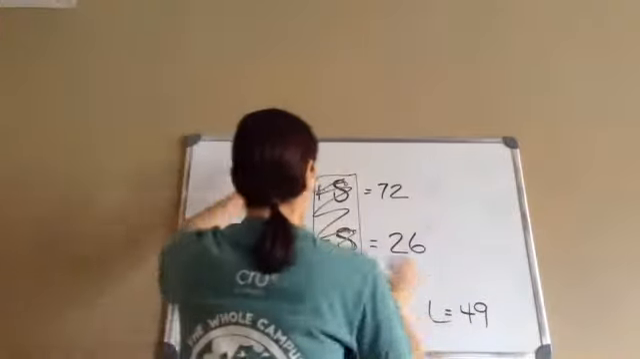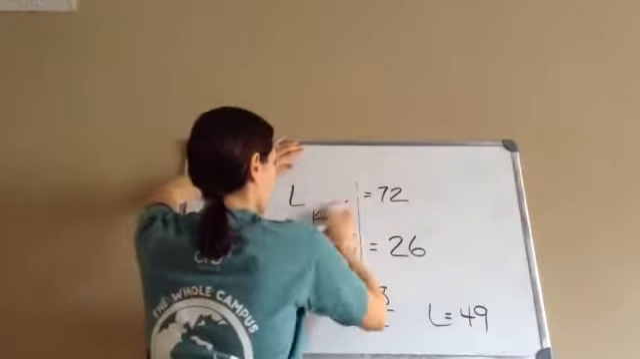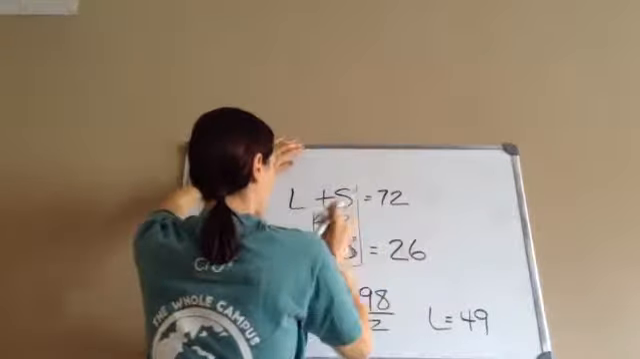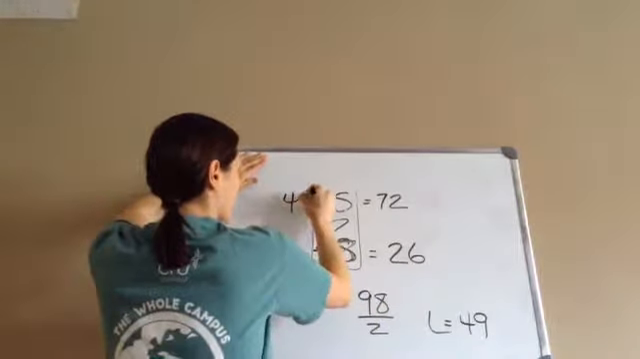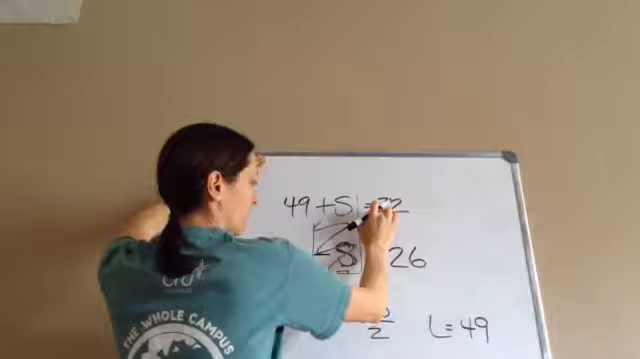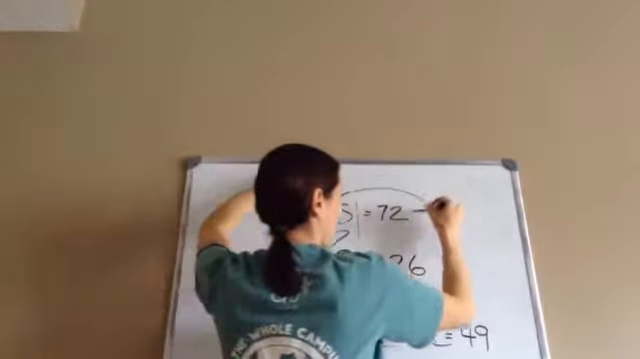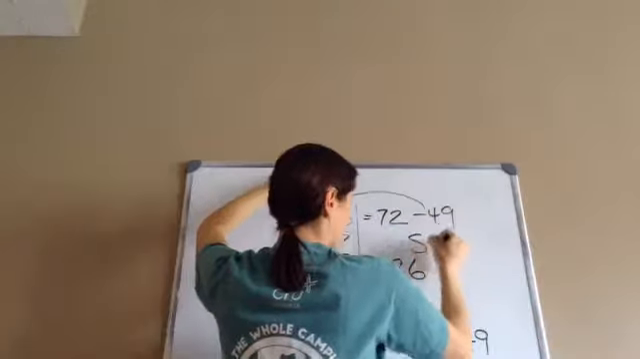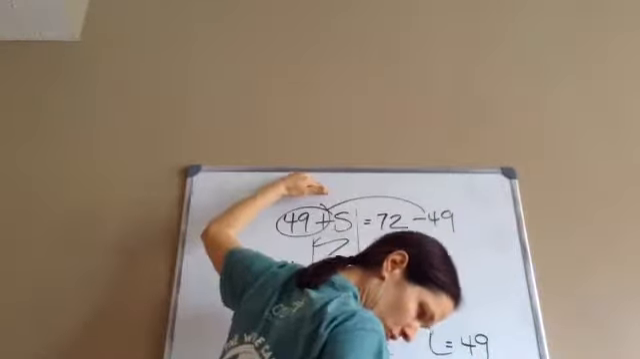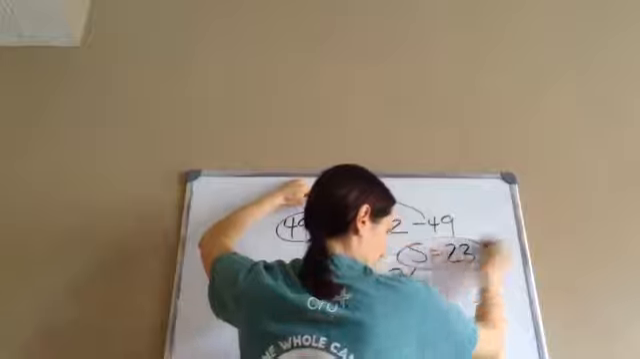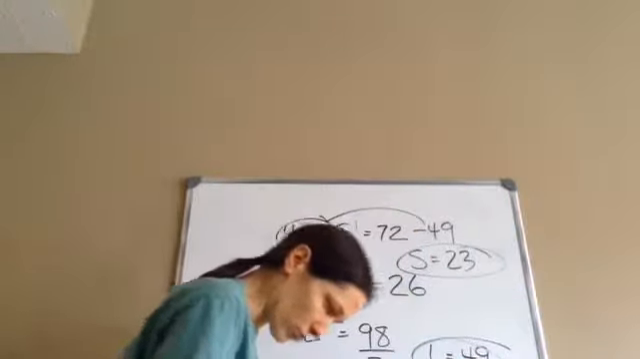And so then I would just come up here and leave that back where it was. If L equals 49, 49 plus what equals 72? So I would take my S, and this plus 49 will move across and go minus 49. So then S equals 23. L equals 49, S equals 23.